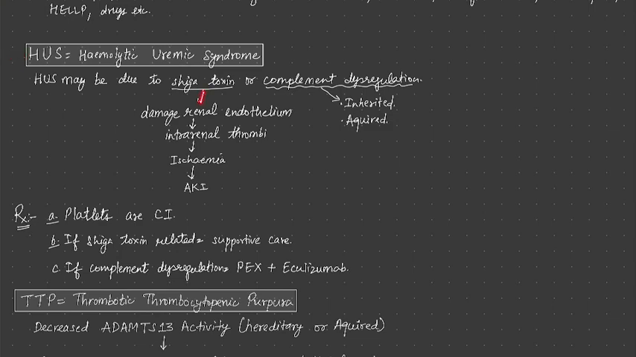Mechanism is Shiga toxin will cause damage to the renal endothelium. There will be intrarenal thrombi which will form. There will be ischemic damage to the nephrons or kidney as a whole, which will cause AKI. Complement dysregulation can be inherited, can be acquired. There is complement mediated damage to the glomerulus, and complement mediated damage to the platelets, that will cause thrombocytopenia. So HUS is a cause of thrombocytopenia.